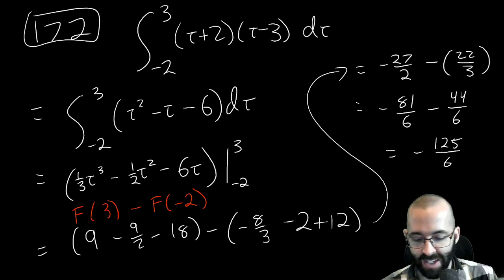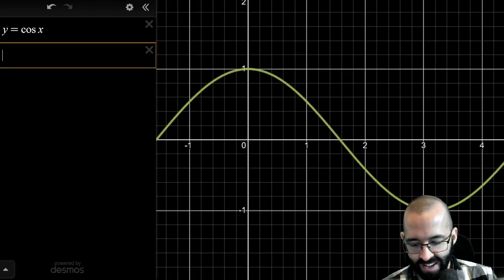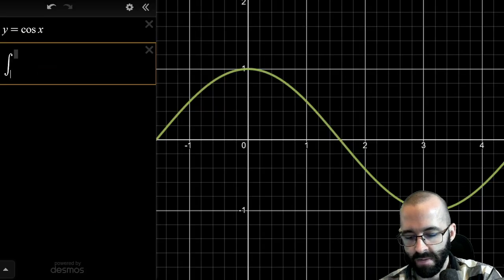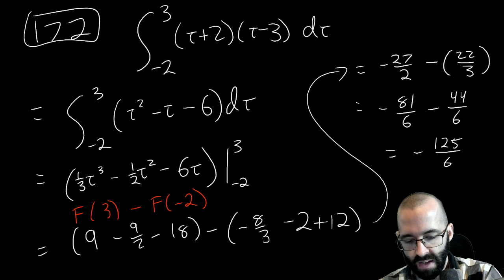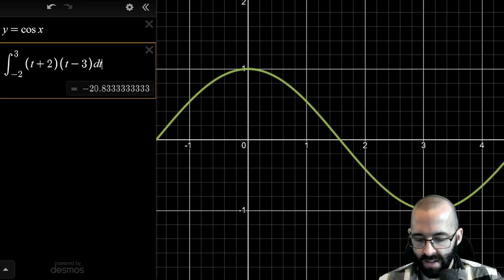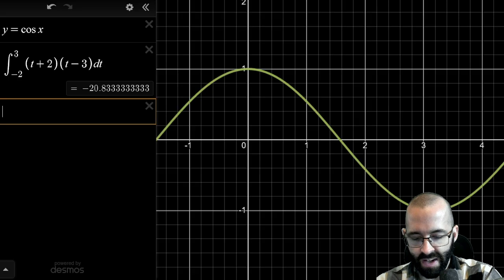This one, I'm definitely checking my answer. I should have used the calculator. I should not have tried to do that by hand. The integral from -2 to 3 of t plus 2, t minus 3 dt is that. Is that what we had? I think it is. -125/6.